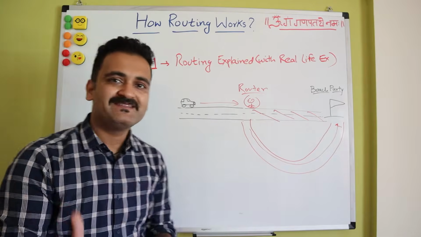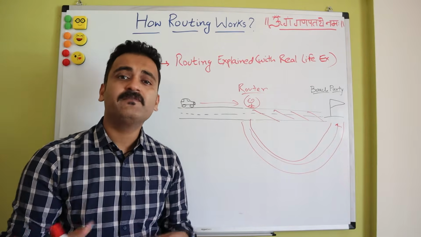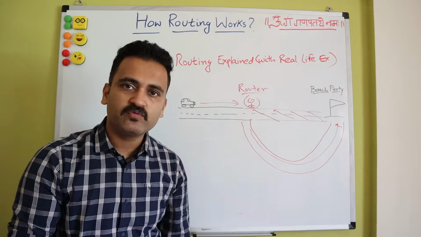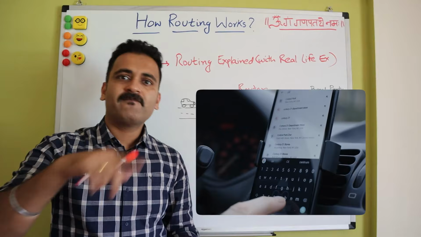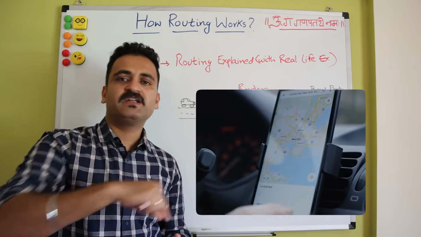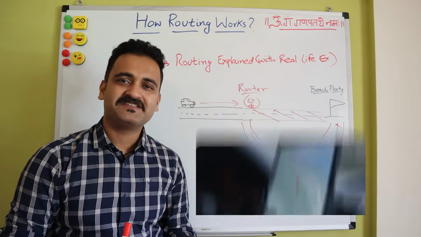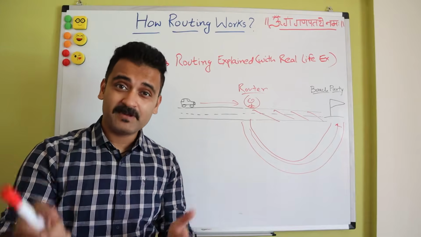So this layman example could also be correlated with Google Maps. Suppose if the network coverage would have been there, these guys would have opened the Google Maps and the Google Map would have analyzed, okay, which particular route to take to reach the destination. So I hope this real life example made sense.